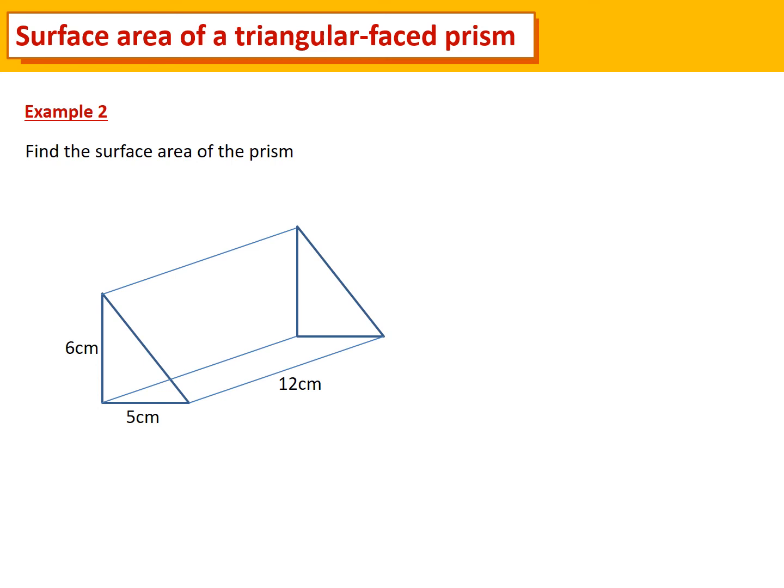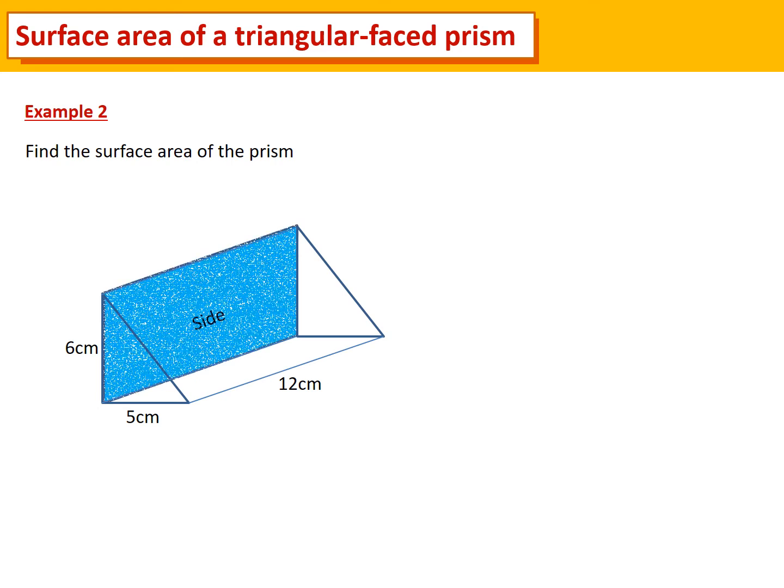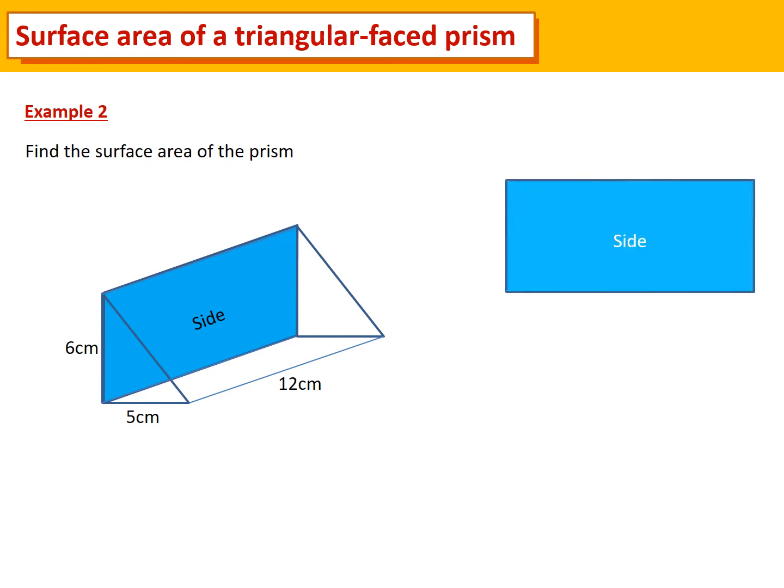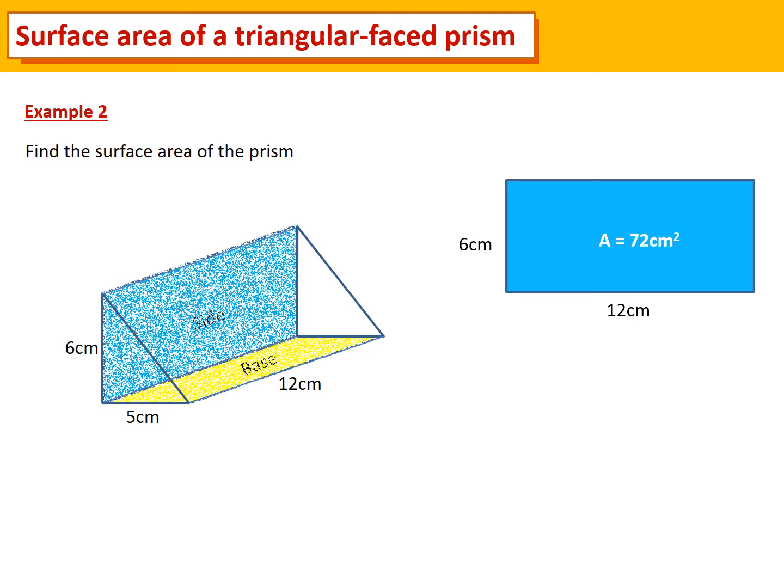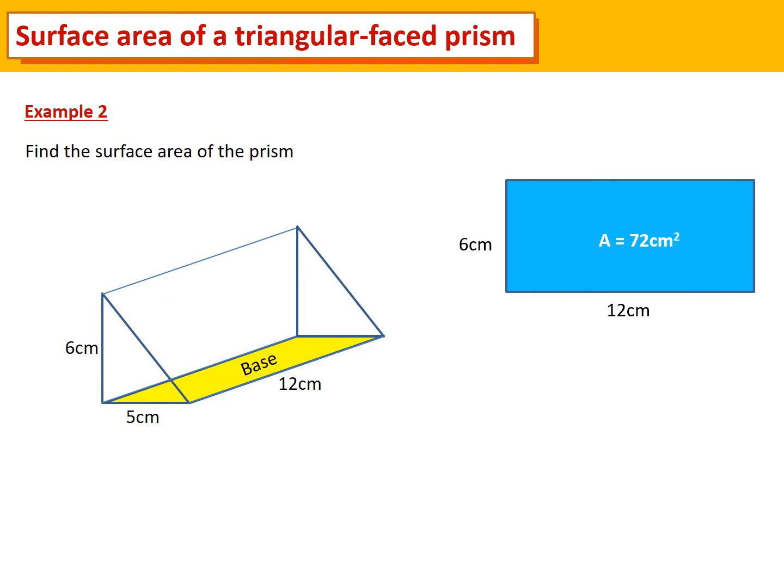Let's try this again with a second example. The dimensions of the blue side are 6 centimeters in height and 12 centimeters in width, giving an area of 72 square centimeters. For the base, that's a rectangle, 5 centimeters by 12 centimeters, that's 60 square centimeters.